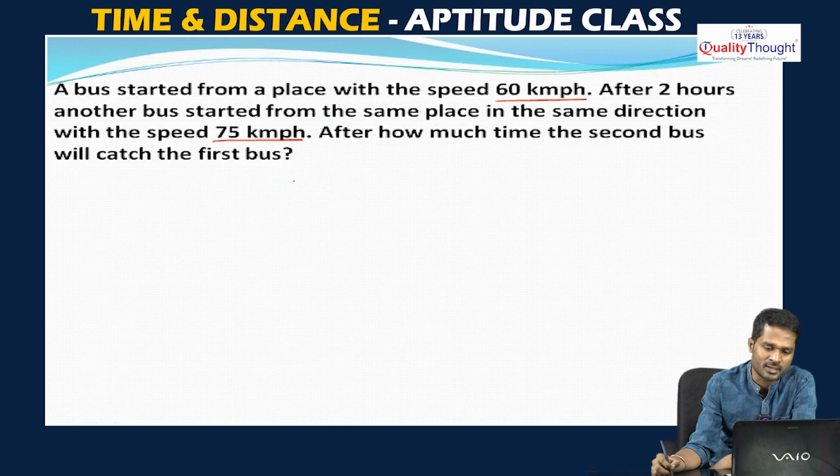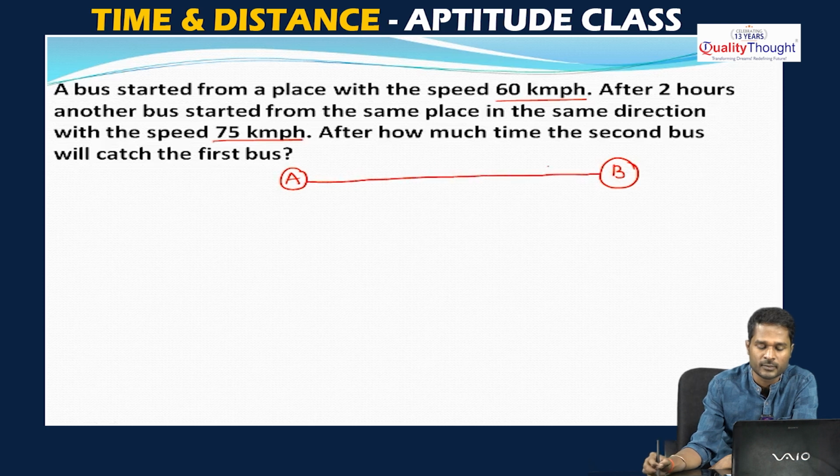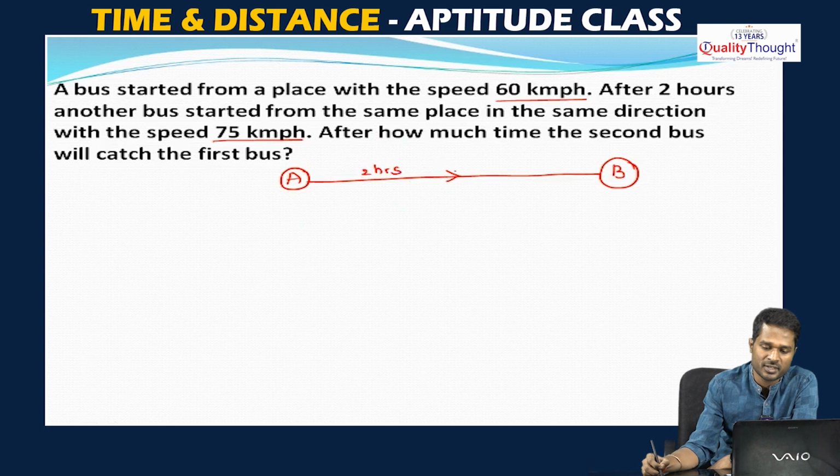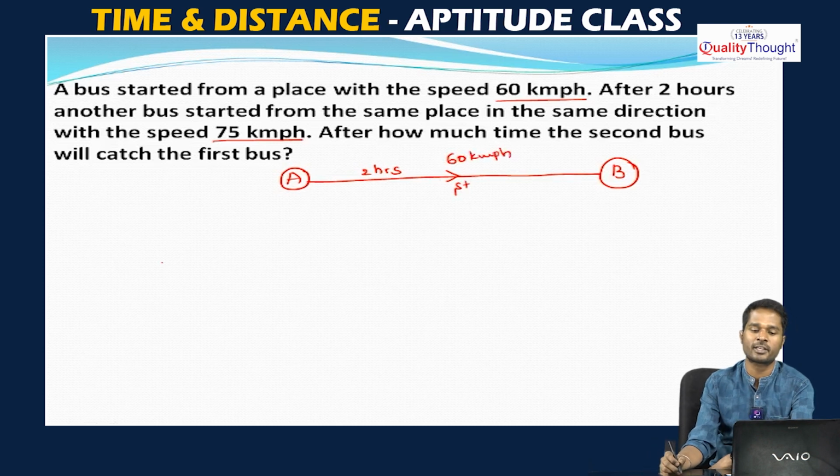Think this is the places. So A to B, consider both the buses are travelling. So the places are A to B. Now the first bus started from A to B, and assume the first bus travelled 2 hours. So 2 hours the first bus travelled. Consider the first bus is here after 2 hours with the speed 60 kilometers per hour.